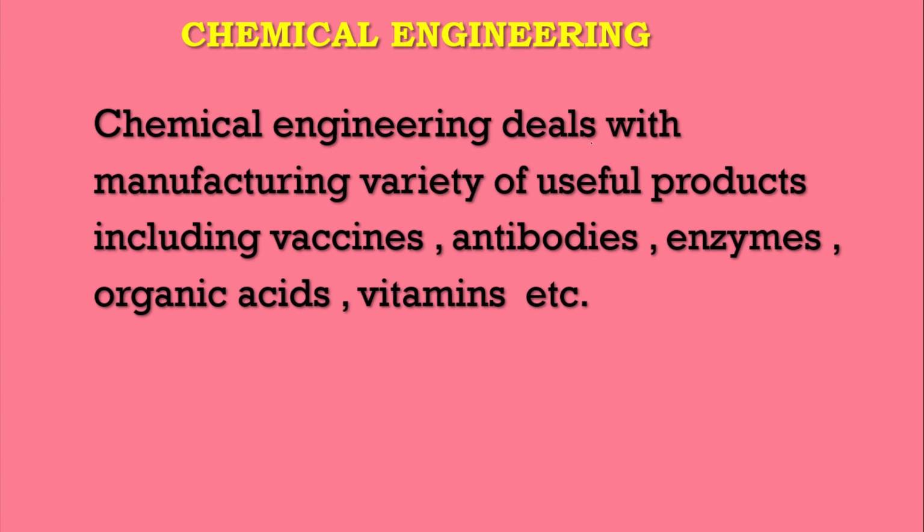Chemical engineering deals with manufacturing. Manufacturing means production of a variety of useful products. Here different useful products are manufactured, like vaccines, antibodies, enzymes, organic acids, vitamins, and many more things. So that field is called chemical engineering.